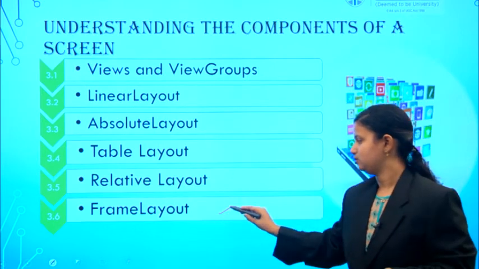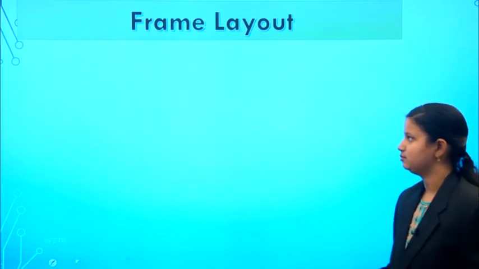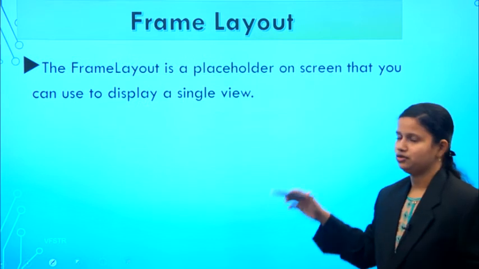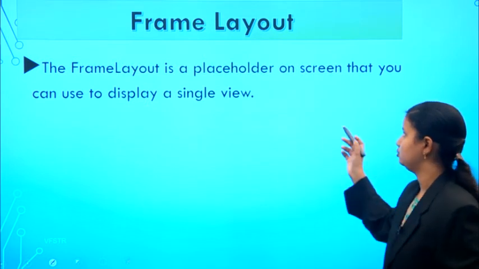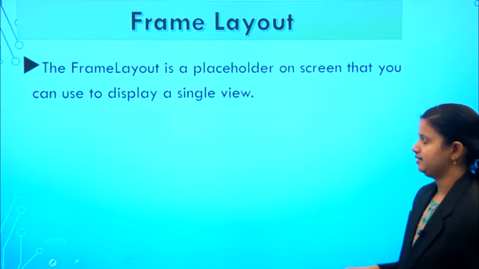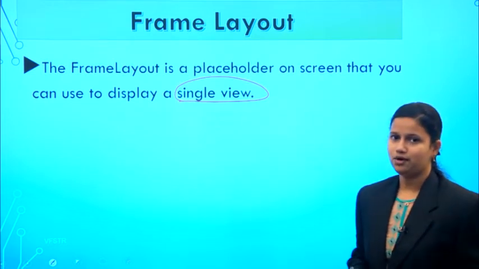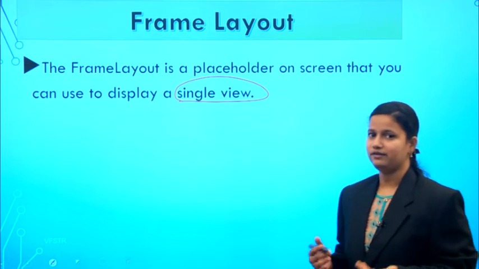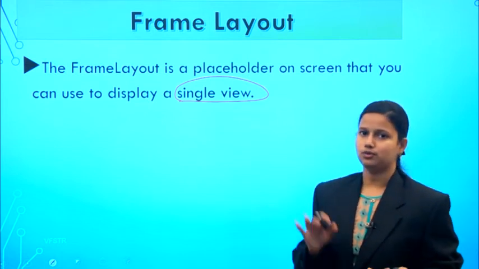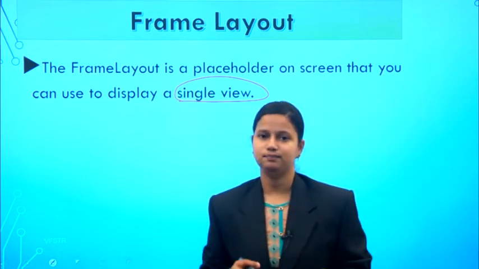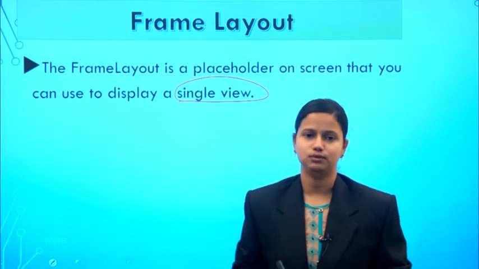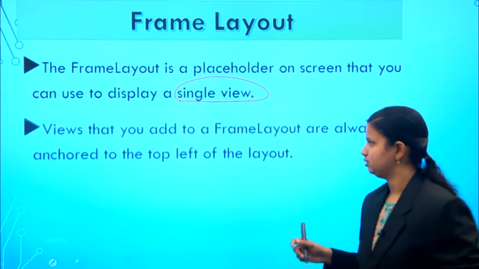And next thing is frame layout. What is this frame layout? It arranges your views in the form of a placeholder on the screen, usually displaying your information in a single view format. Even when your layout consists of more than one view, all the views are displayed in the form of only a single view. So how is this to be done?